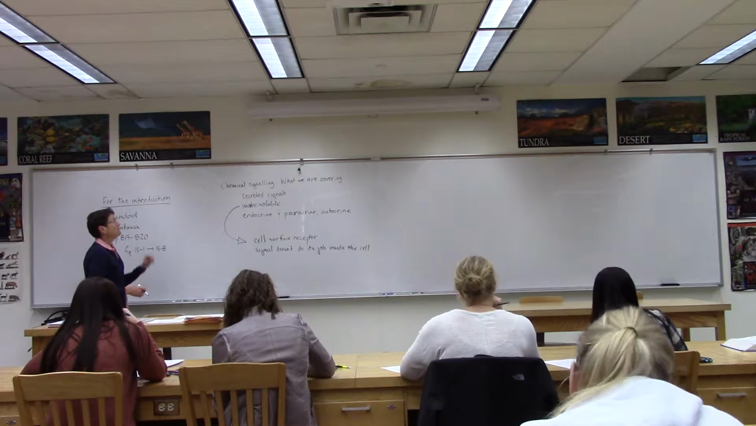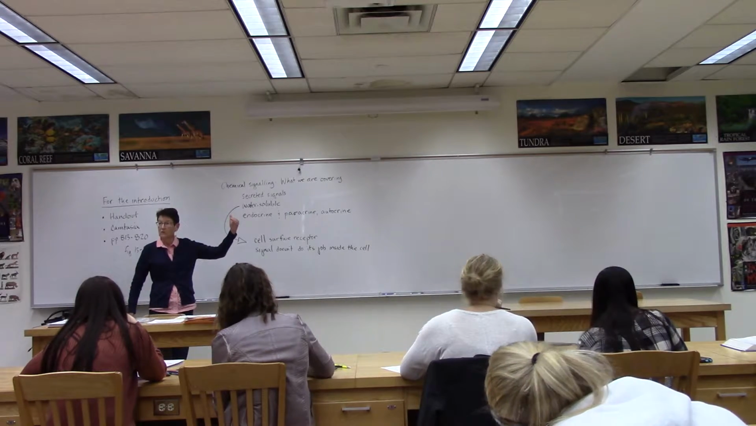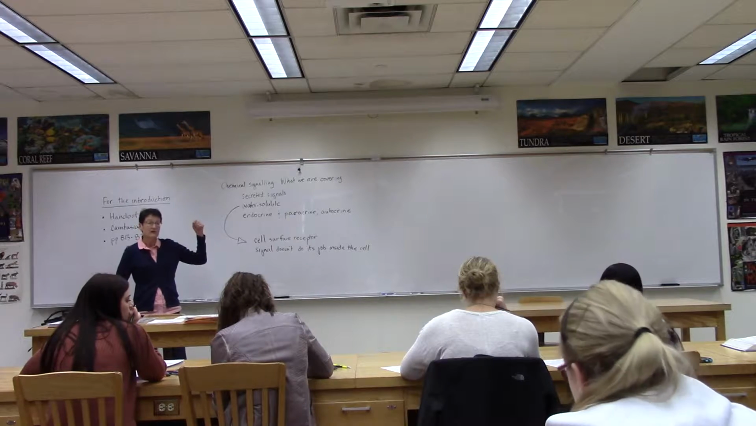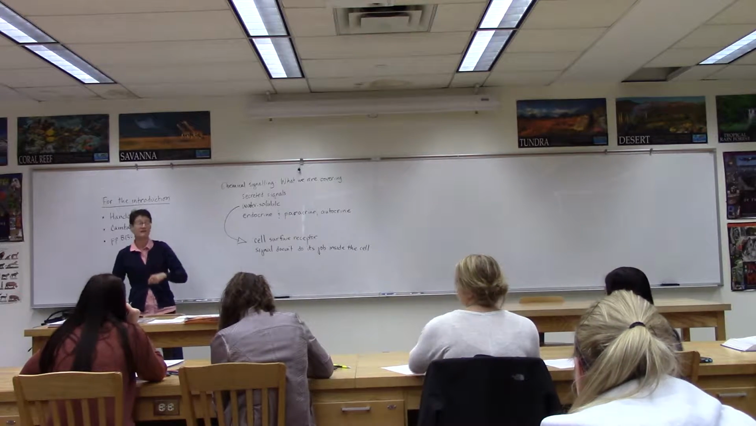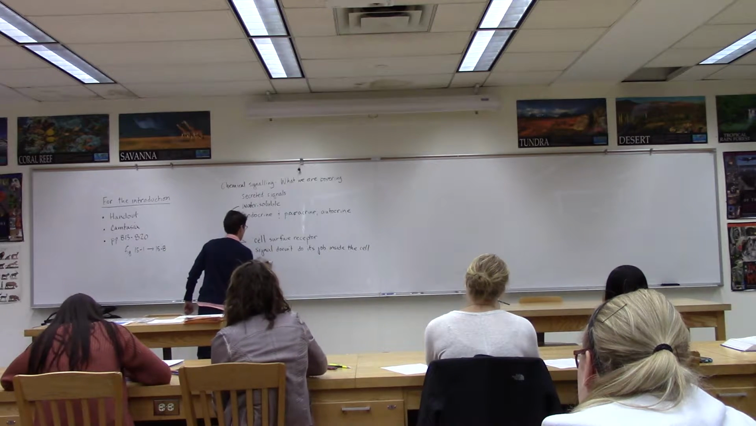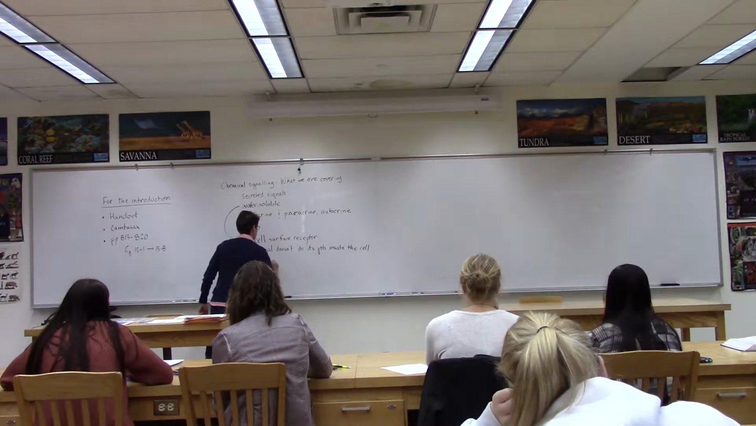Okay. So in order to transmit that signal from the outside of the cell, where the hormone or whatever the signal is binds to the receptor, in order to get that signal into the interior of the cell, all of these signalings involve second messengers.